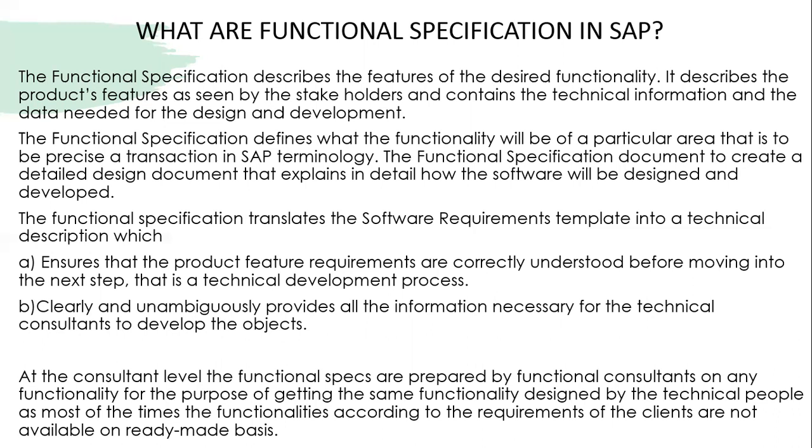The next step is to actually do the translation to the technical development process, which involves, of course, other stakeholders like those from the ABAP team. The specification clearly and unambiguously provides all the information. Of course, the second very important description of the functional specification is that it provides all information necessary for the technical consultants to develop the object.